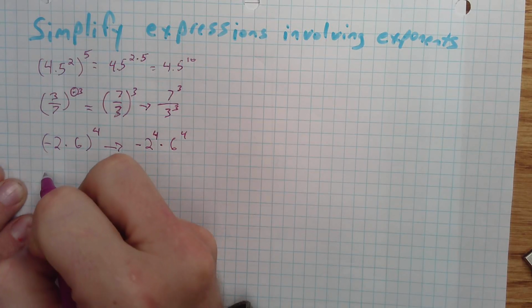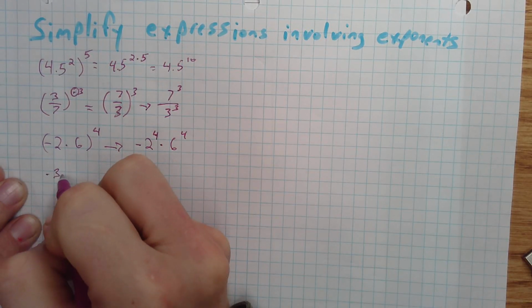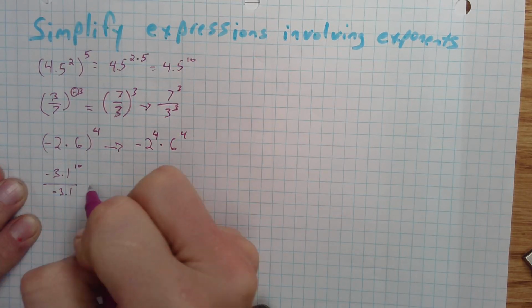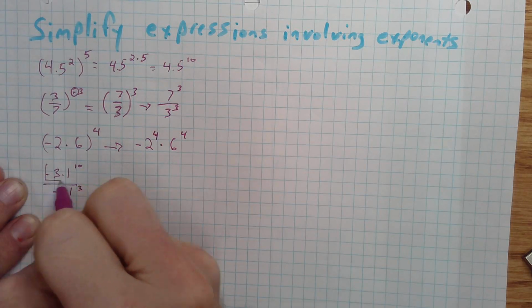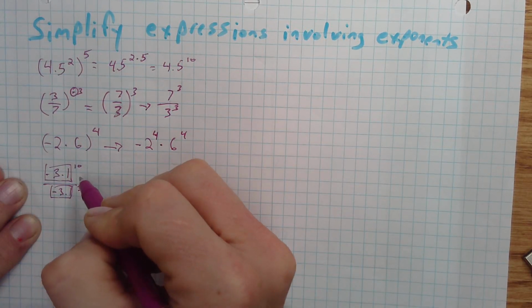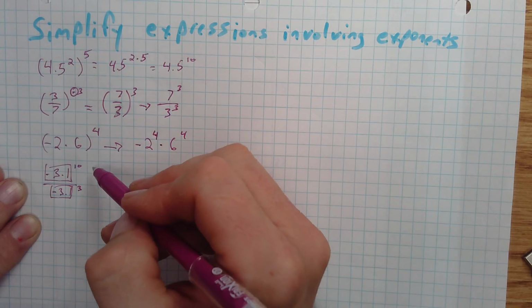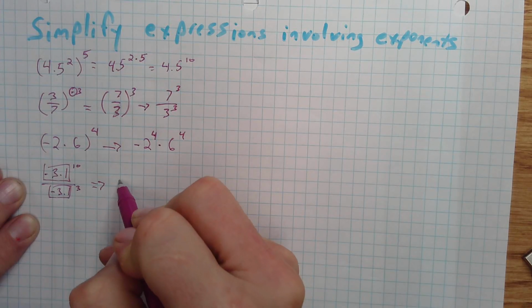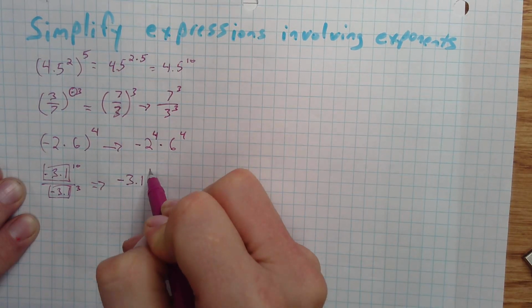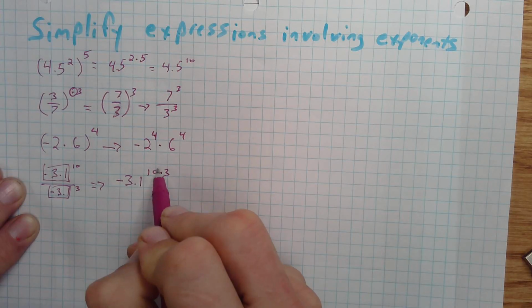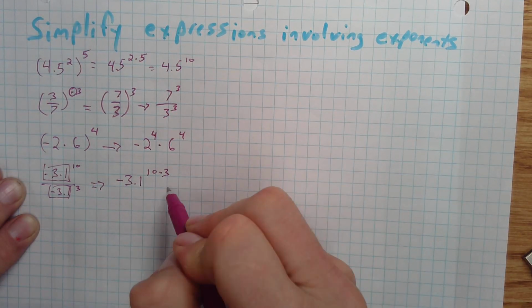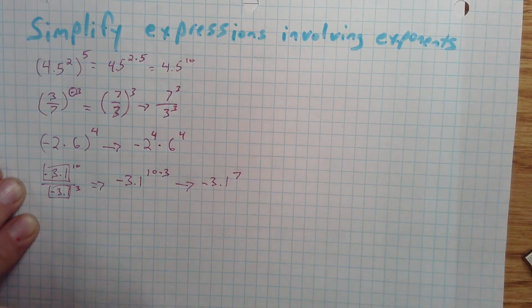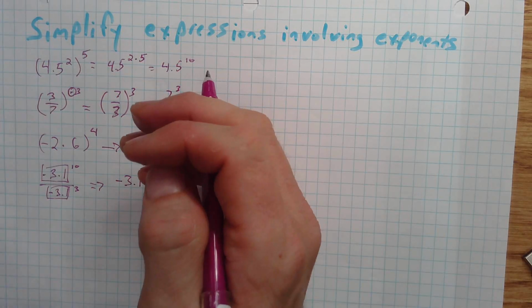All right, so here's negative 3.1 raised to the 10th, divided by negative 3.1 raised to the third. These are the same base with different exponents, one divided by the other. So the equivalent is negative 3.1 to the 10 minus 3. When they're divided by each other, you subtract the exponents, yielding negative 3.1 to the 7th.